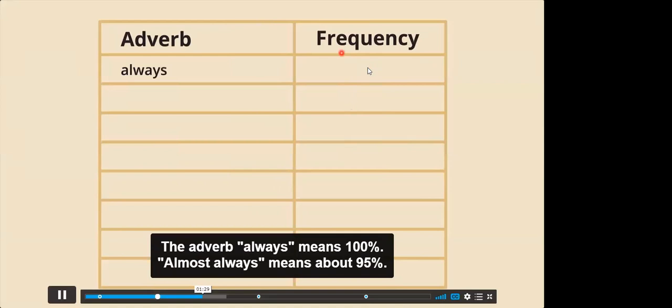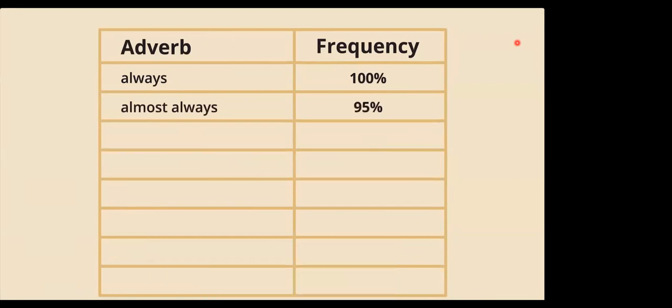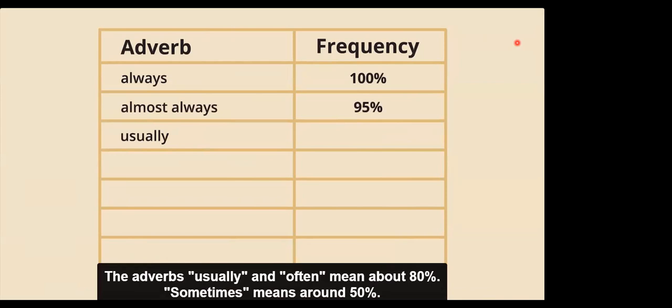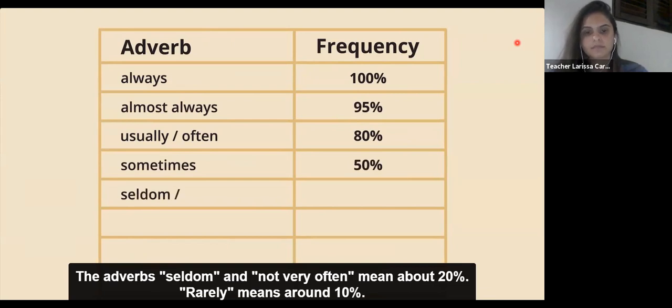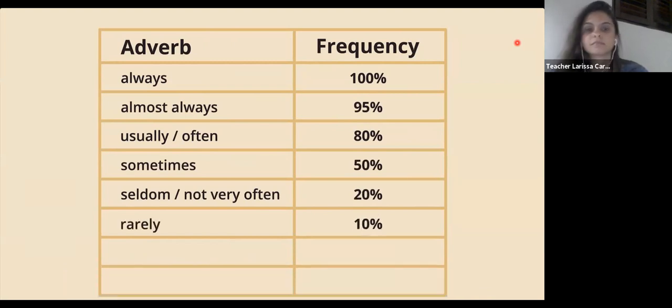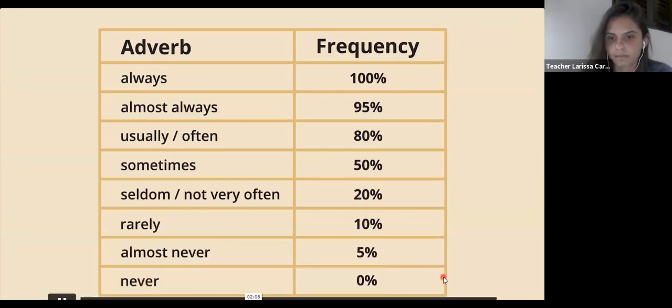The adverb always means 100%. Almost always means about 95%. The adverbs usually and often mean about 80%. Sometimes means around 50%. The adverbs seldom and not very often mean about 20%. Rarely means around 10%. Almost never means about 5%. The adverb never means 0%.